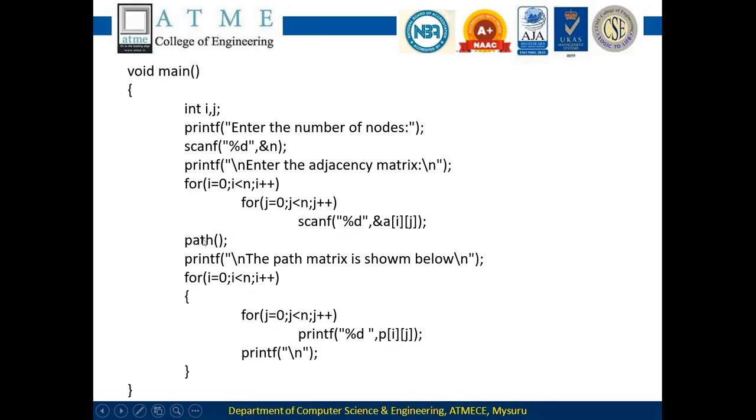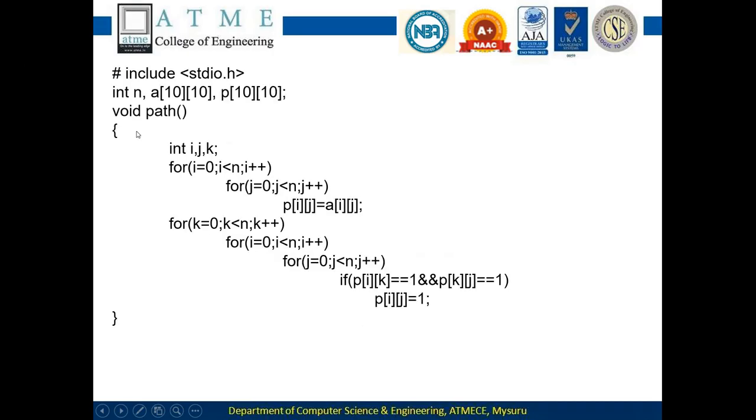Then we are going to call the function path. Once we call the function path, we'll see the implementation of the path function. In the path function, again we are declaring three local variables i, j and k of type integer for iteration purposes. So i equals 0 till n and j equals 0 till n, whatever adjacency matrix we had initialized in the main function will be copied to path matrix P of ij. So all the entries will be copied to P of ij.